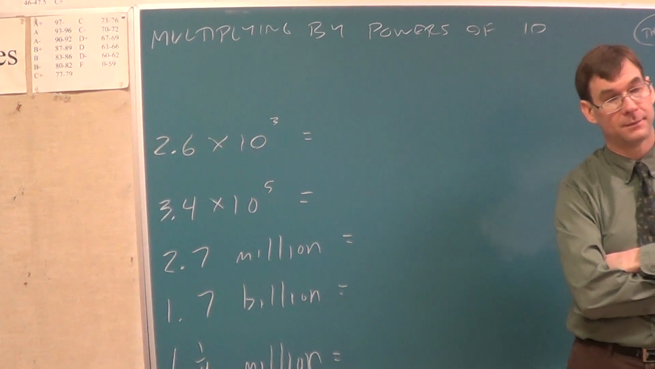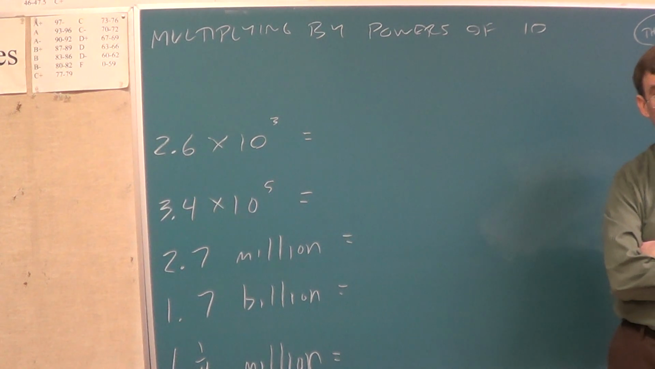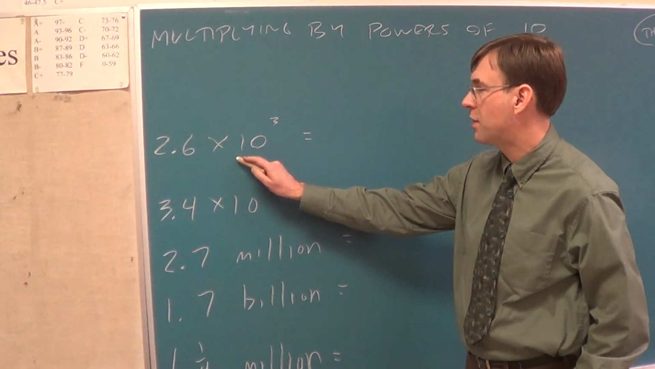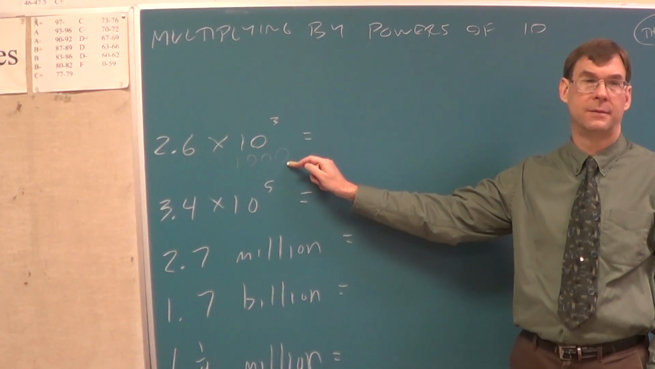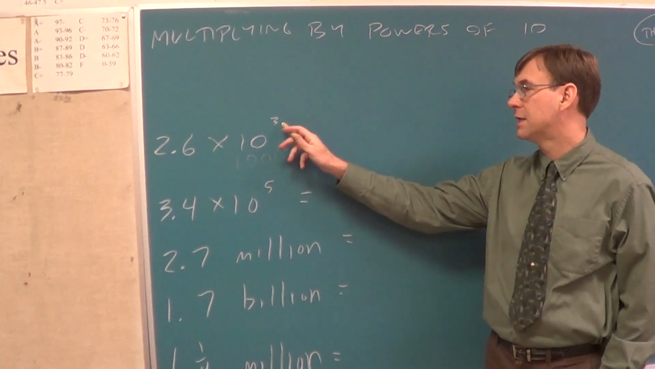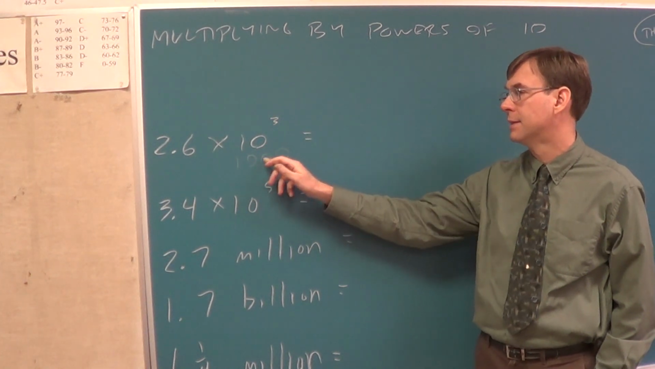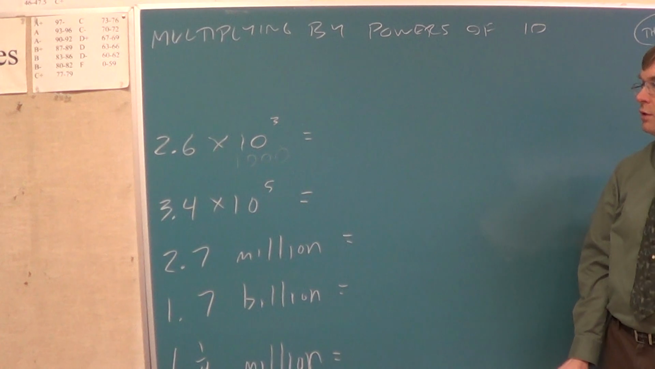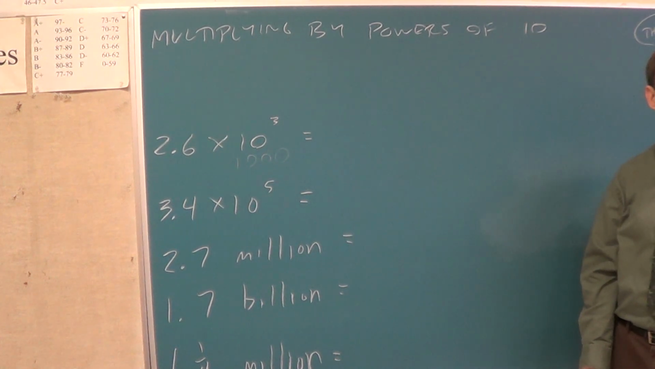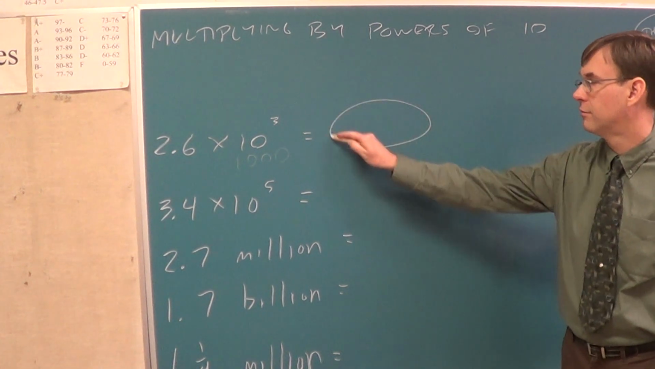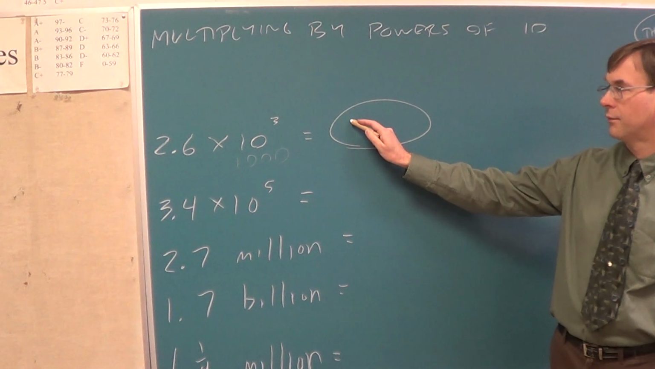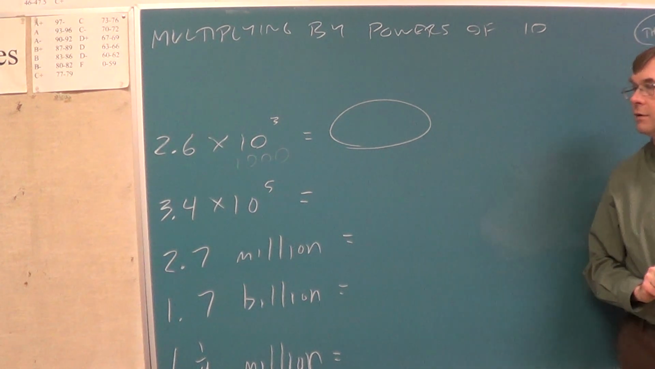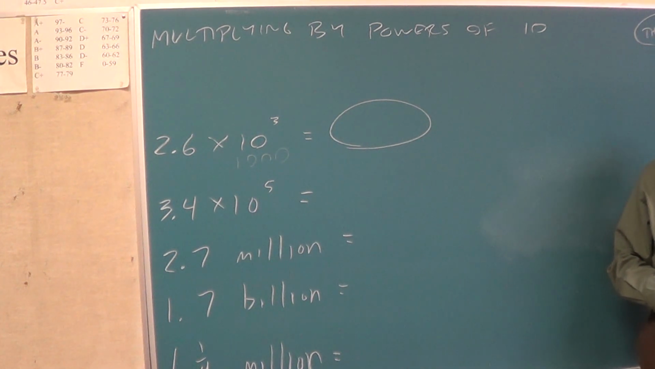You do 2.6 times 1,000. Okay, we could think about the 10 to the third being 1,000. How do you know 10 to the third is 1,000? Because you just move 3 digits. The 10 to the third means there's 3 zeros. Then what do you think the final answer is? 2.6 thousand.